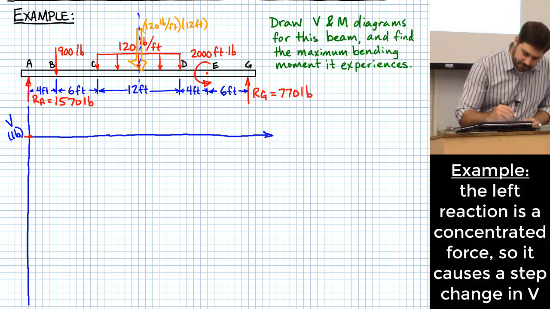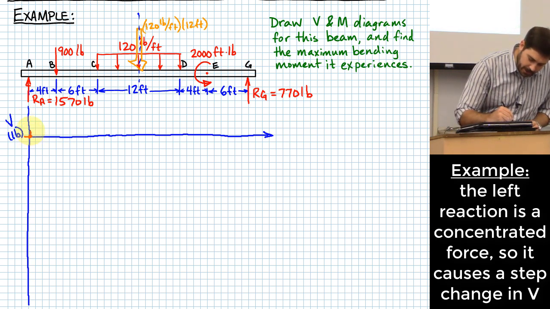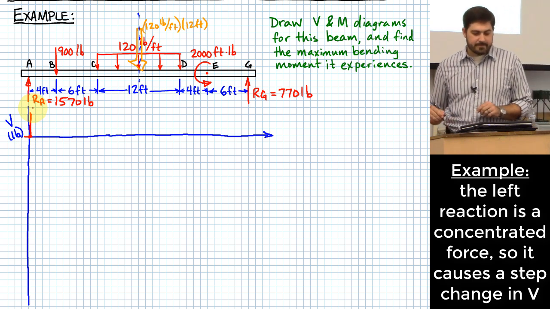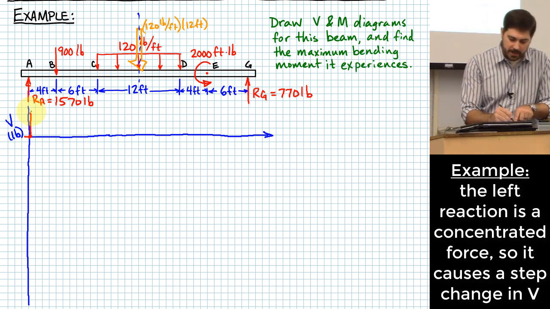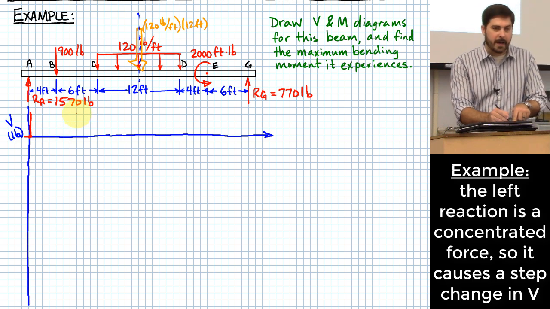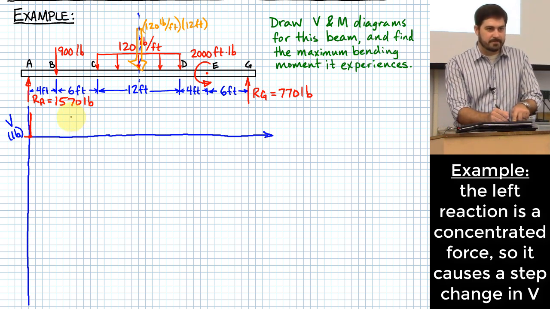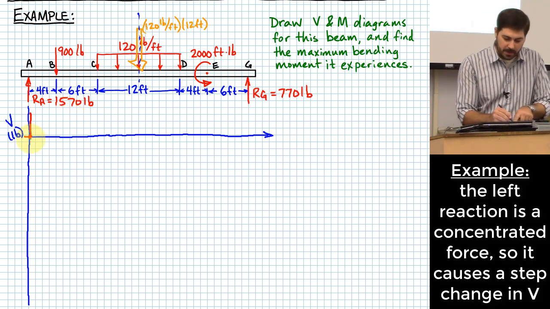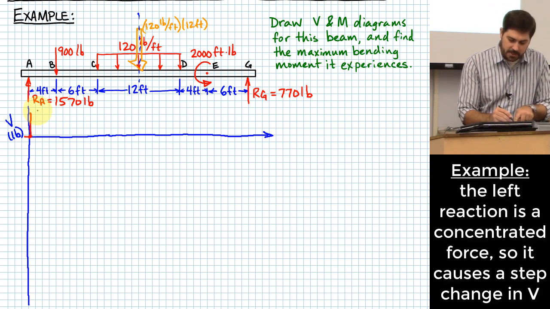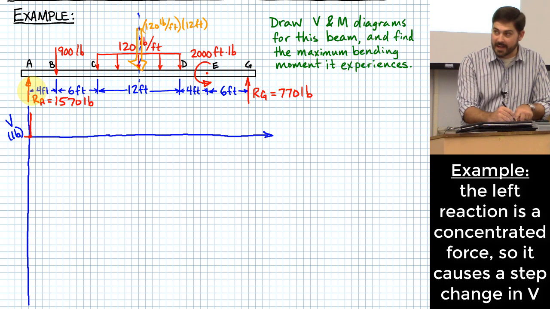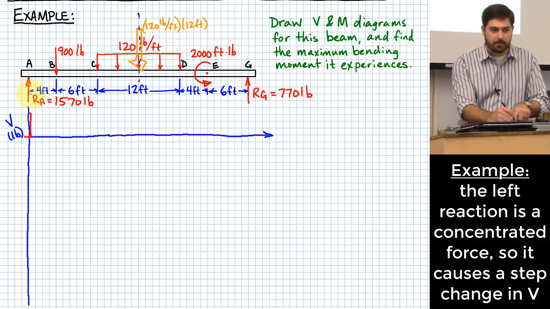I'll tell you what. I'm going to go up by about 3 squares. What am I saying a square is? A square here is about 500 pounds or so. Okay? Because I'm going to go with an upward step change of the value of my applied force, 1,570 pounds applied at A. It's a concentrated force applied at A.